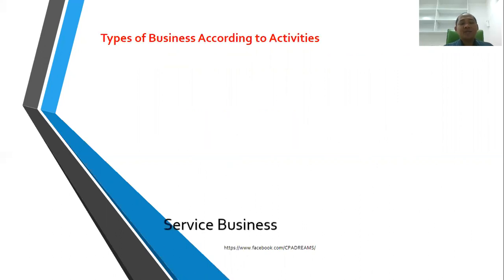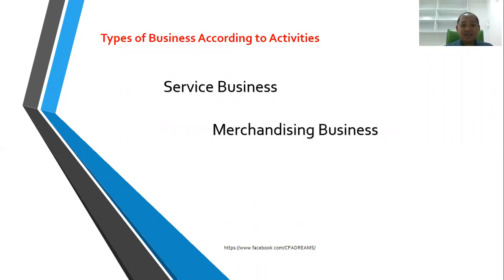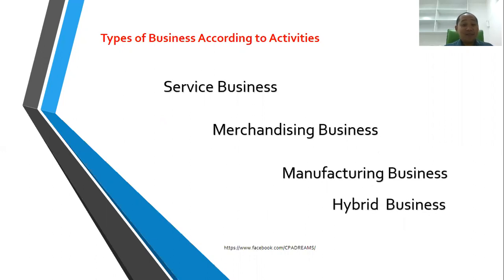Okay, so types of business according to activities. Actually, there are three main types, which is service business, merchandising business, and manufacturing business. But some businesses can be a hybrid business. Okay, pero in accountancy, you focus on the three main types. Kung saan sila talaga, service business ba yan, merchandising, or manufacturing.